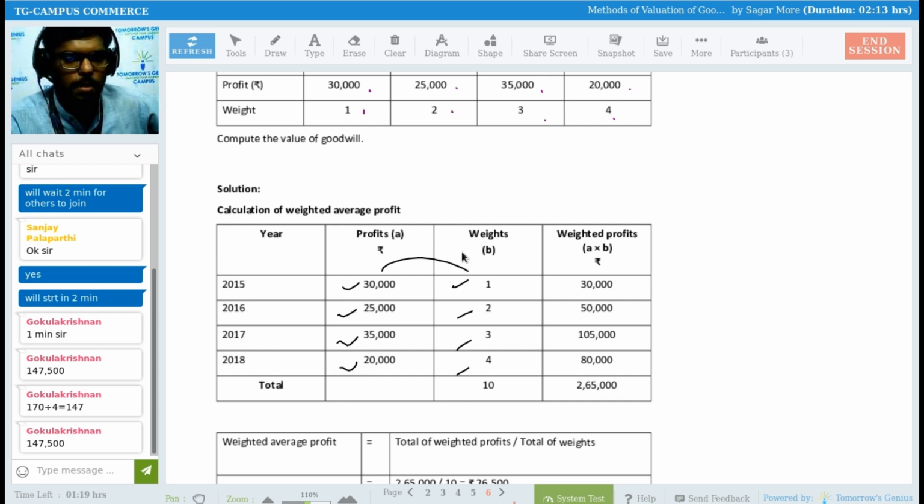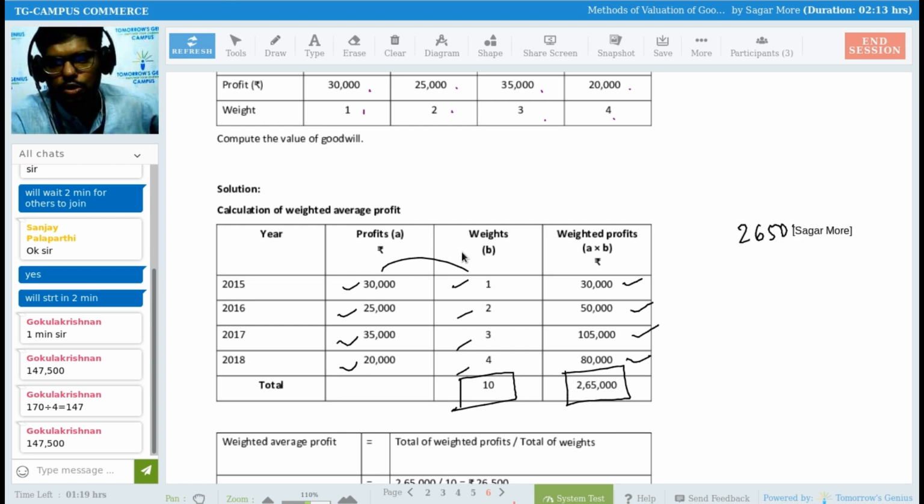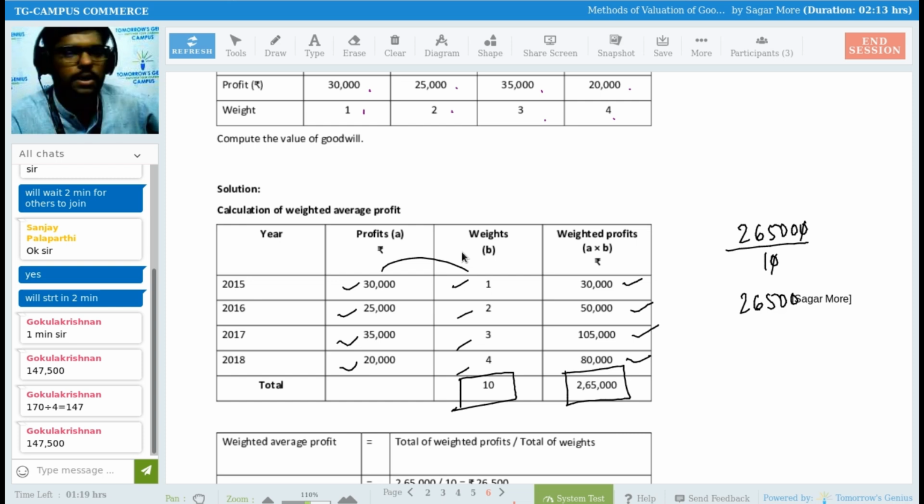Weighted profit is A multiplied by B. 30,000 multiplied by 1, 30,000. 25,000 multiplied by 2, 50,000. 35,000 multiplied by 3, 1,05,000. 20,000 multiplied by 4, 80,000. Right? Now I need to do the total of weights as well as the total of weighted profit. The total of weighted profit is 2,65,000 rupees, divided by the total of weights, which is 10. So I get the weighted average profit, that is 26,500.